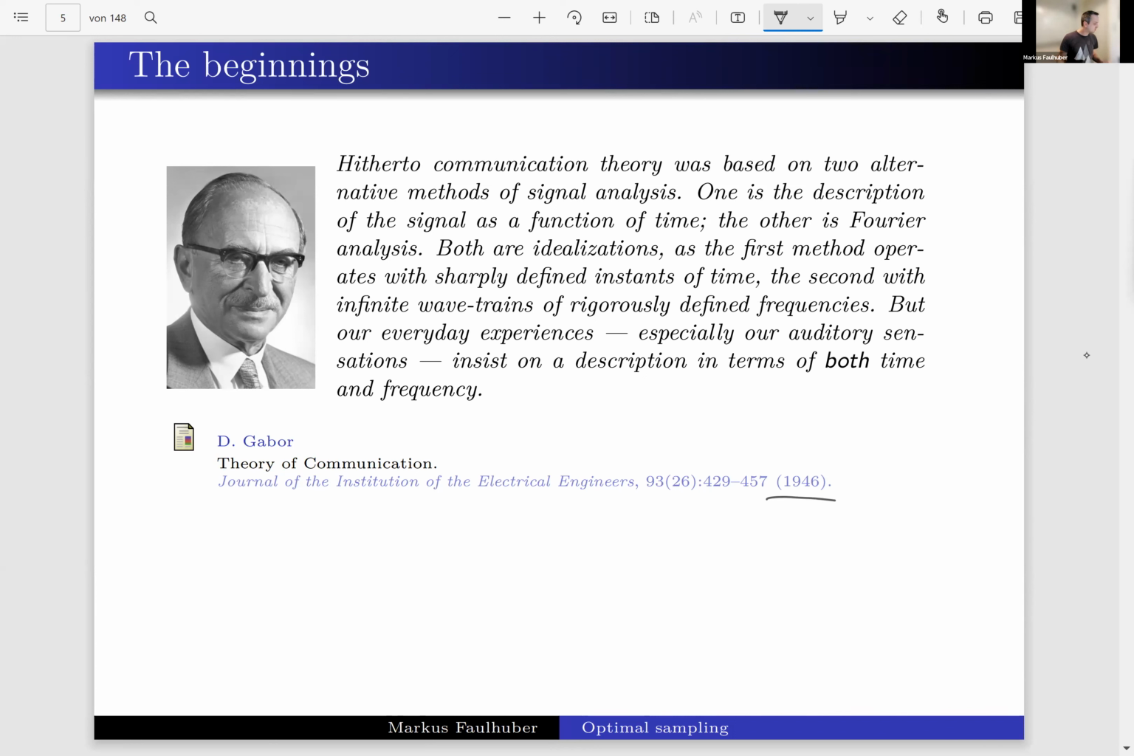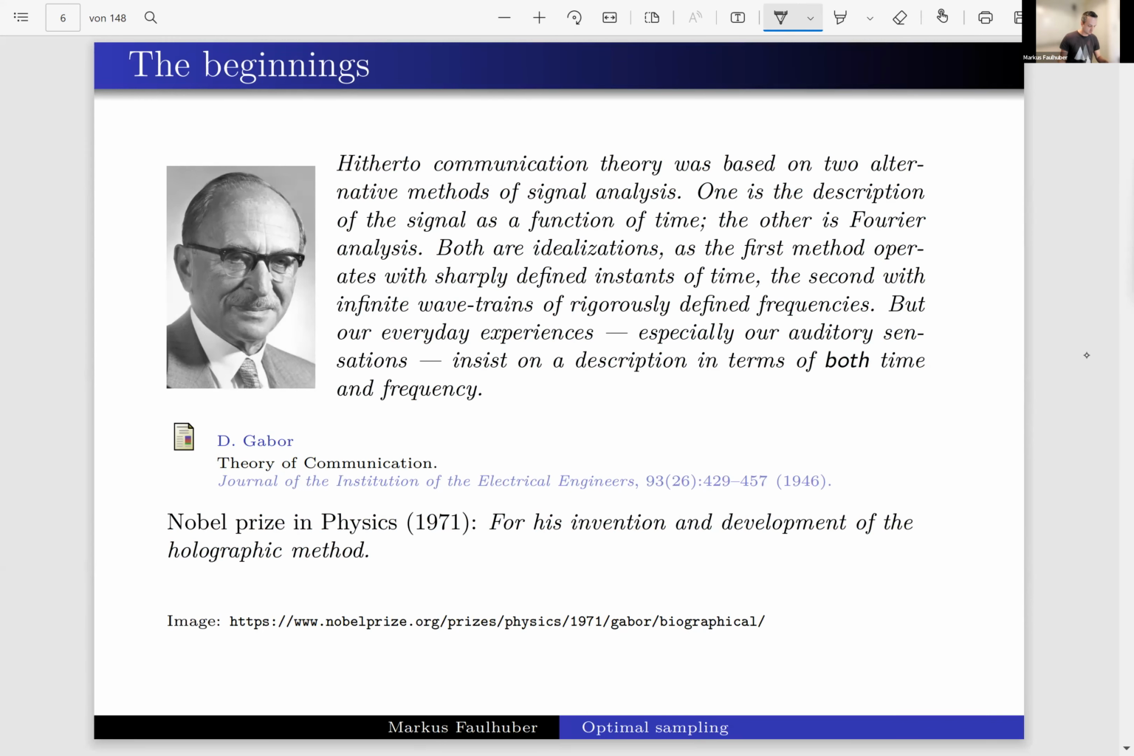That also led to a series of papers which ended in the Nobel Prize in Physics in 1971 for his invention and development of the holographic method. The reason why he got the Nobel Prize that late is because for holography, you need a laser, and that had not been invented until I think the 1960s.